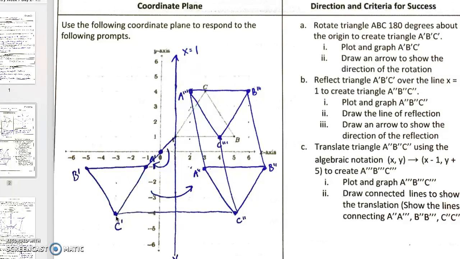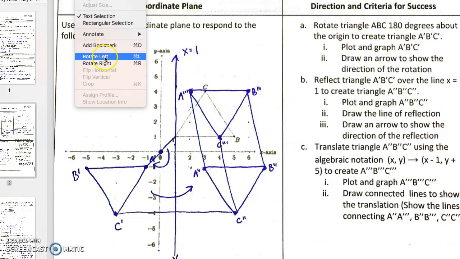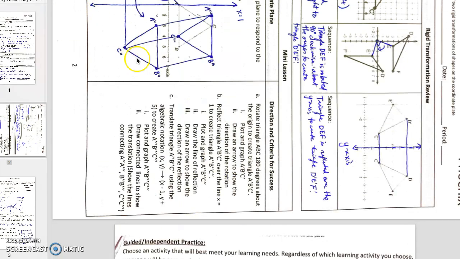Now, I can also check this, and you can check this on your paper as well. So once you go ahead and plot it, I want you to actually turn it around, and I'm going to see if I can get it to do this on my computer screen. So I'm going to rotate right. You can see that's a 90-degree rotation. And let's try it again. I'm going to rotate right again.